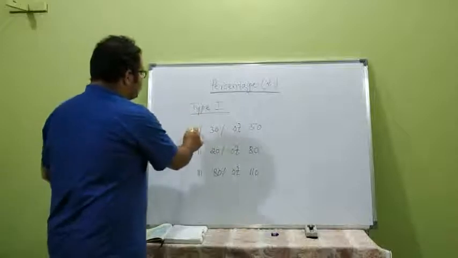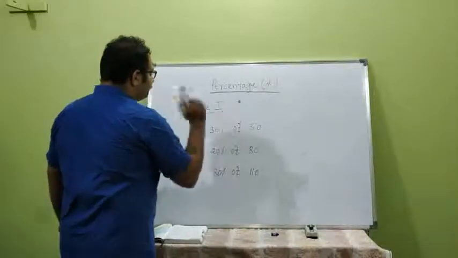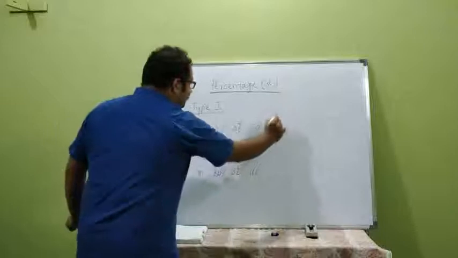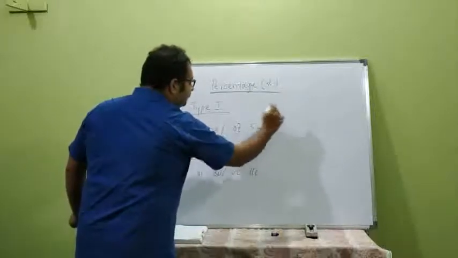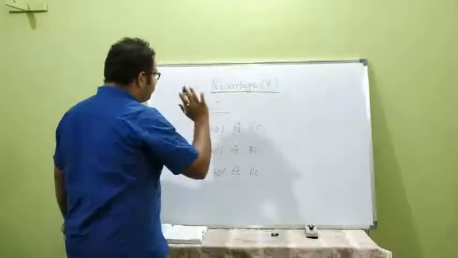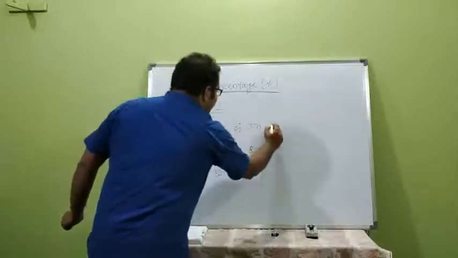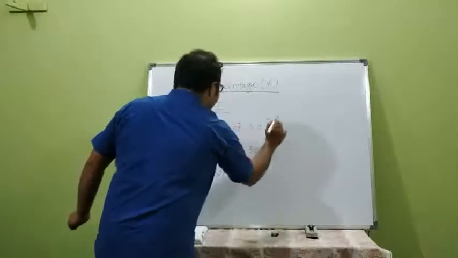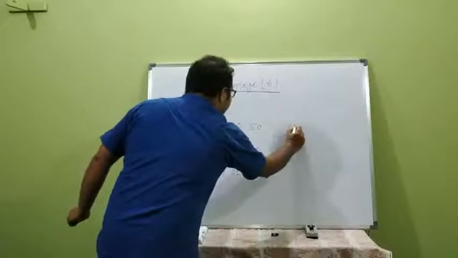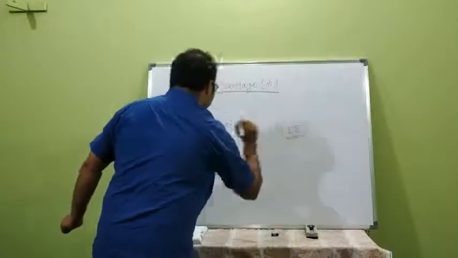First, let's consider the first problem, 30% of 50. Traditionally, you do 30 divided by 100 into 50, isn't it? One simple way is just cancelling the zeros. What is remaining? 3 5s are 15. So 15 is the answer.